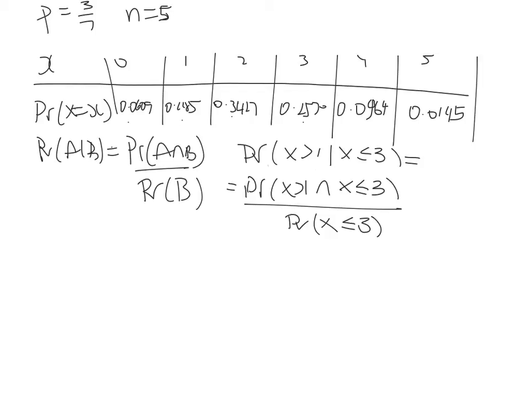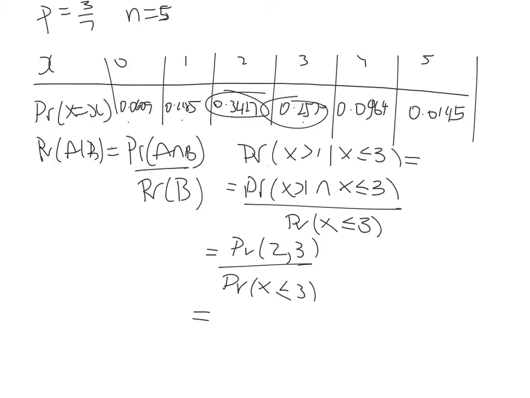So this is the probability that he scores either 2 or 3 bullseyes, over the probability that x is less than or equal to 3. We're going to add these two, and we'll find that we have 0.5998 over 0.8892, and we end up with 0.6745.